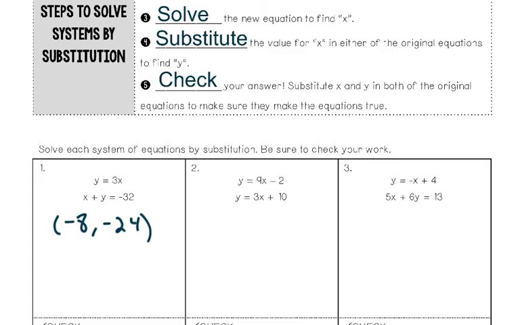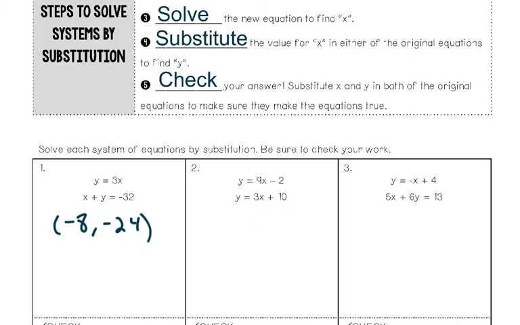I can double check that by plugging in the negative 24 in for the y and the negative 8 in for the x, and they will both come out true. I can also check by graphing. So for the sake of time, I'm not going to do that. I would ask you to do that. But for me, I'm just going to move on to this one because this is another example that you might see.